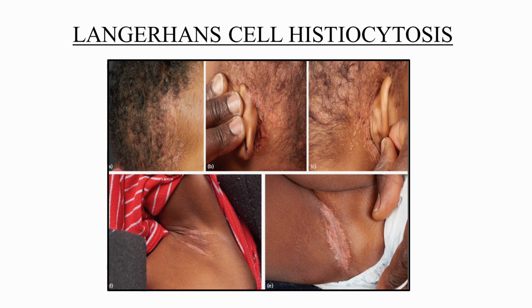Now, this is the presentation of Langerhans cell histiocytosis in skin of color showing crusted and petechial papules in the seborrheic dermatitis distribution in a child.